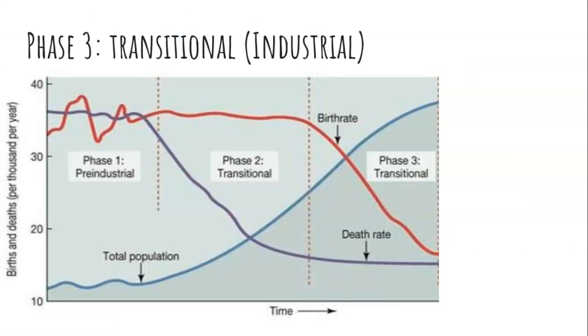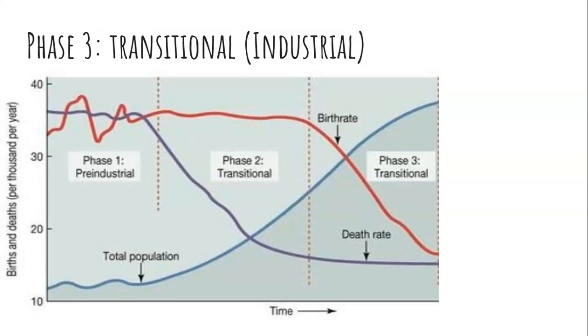Moving into stage 3. So you've had a stage 1, a very slow growing or stagnant economy, the pre-industrial phase. Now we're moving into stage 2, where you have a stable birth rate but a falling death rate, massive population growth. Now we hit stage 3. The birth rate starts to fall dramatically. You're now in a very industrialized economy.